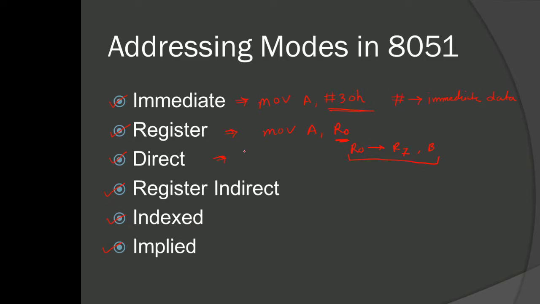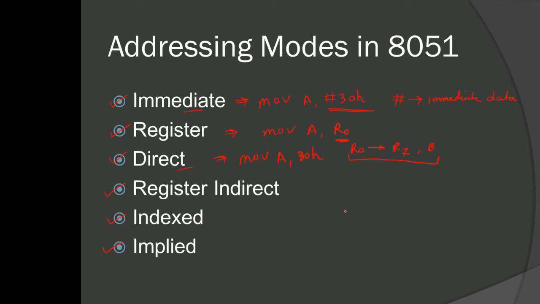In direct addressing mode, the address is directly given in the instructions. For example, MOV A, 80H. Now there is a chance of getting confused between direct addressing mode and immediate addressing mode.